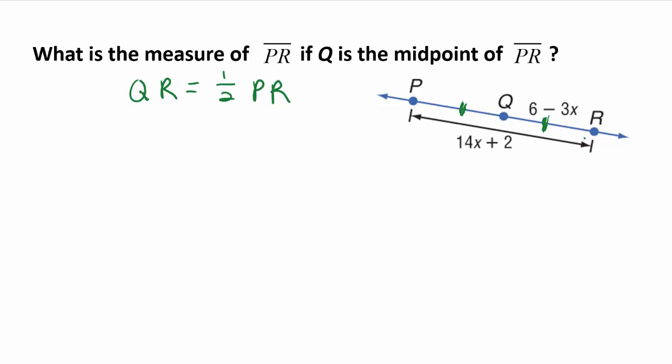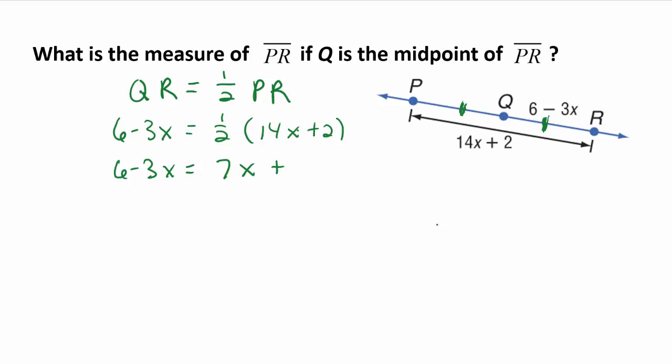So let's go ahead and plug in what we know. QR we know is 6 minus 3x. And then PR is equal to 14x plus 2. We're going to first need to solve for x. So nothing happens on this side, but let's go ahead and distribute. 1/2 of 14, 1/2 times 14 is going to be 7x, plus 1/2 of 2, 1/2 times 2 is 1.